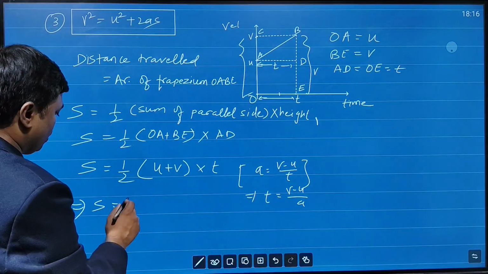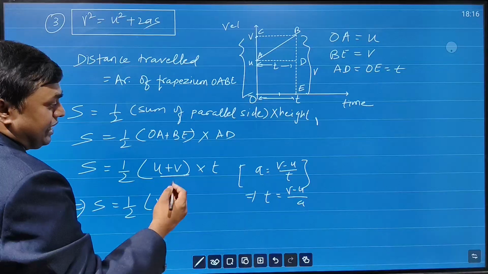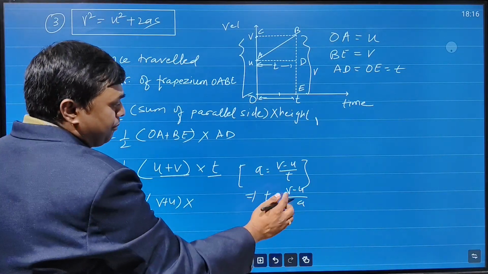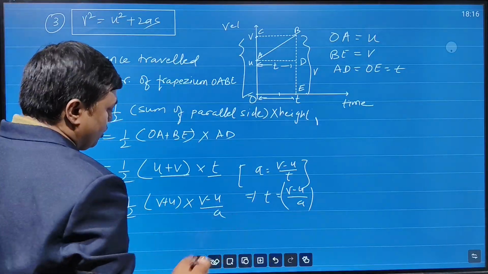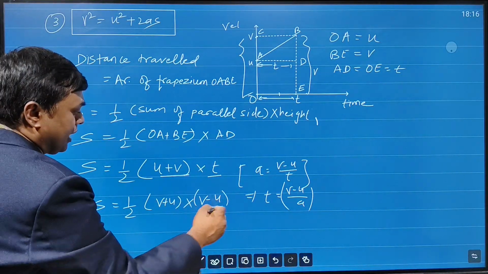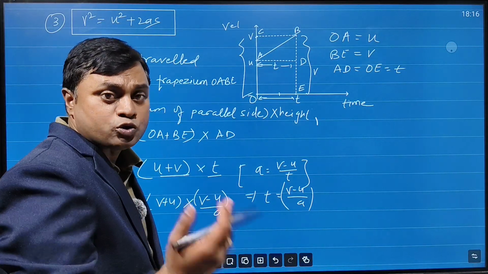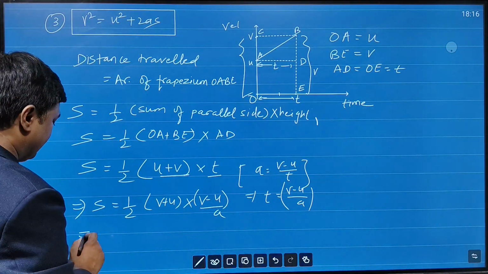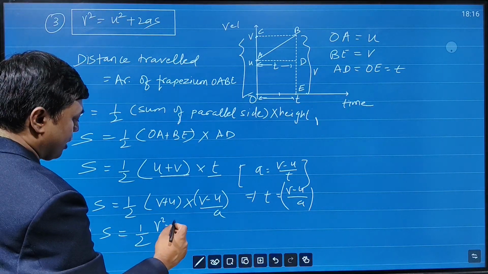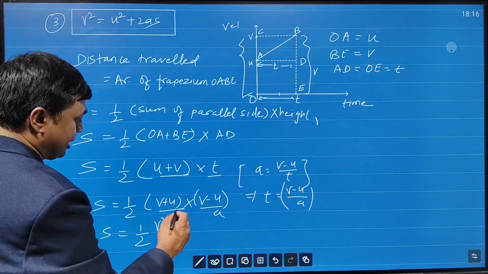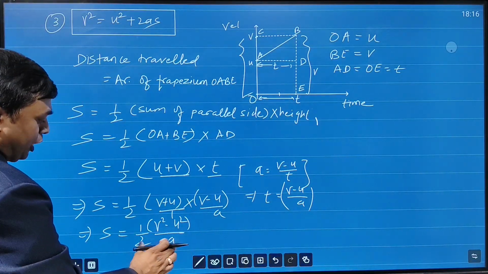So S is equal to half into, can we write this as V plus U? We rearrange, into time. Time we are putting V minus U by A. Now this is in the form of A plus B into A minus B. A plus B into A minus B is A square minus B square. Can we write? Yes. So S is equal to half into V square minus U square, upon denominator A. Am I clear?